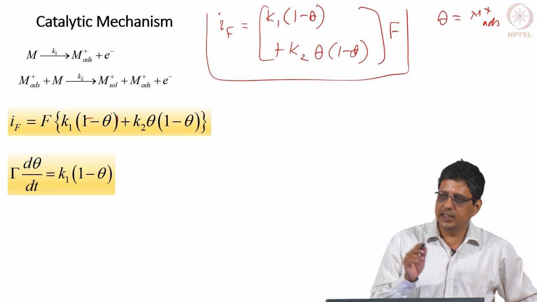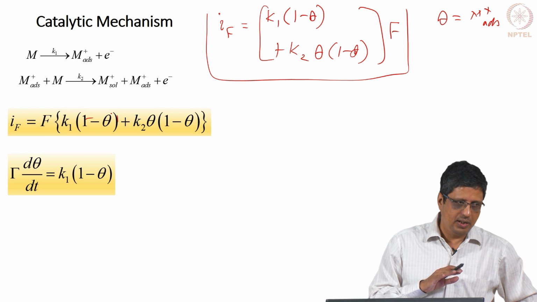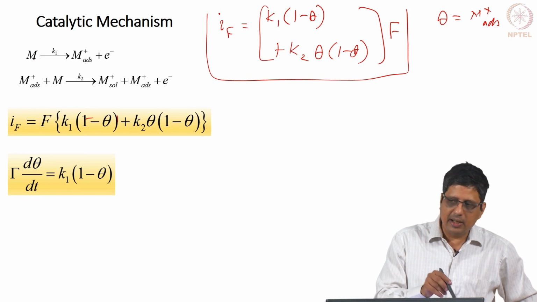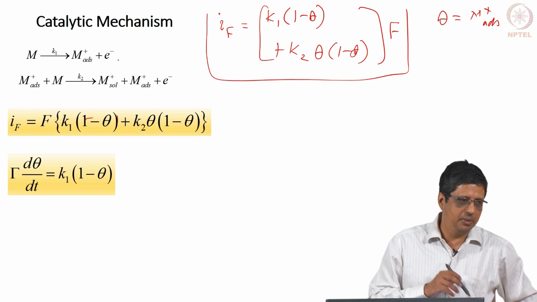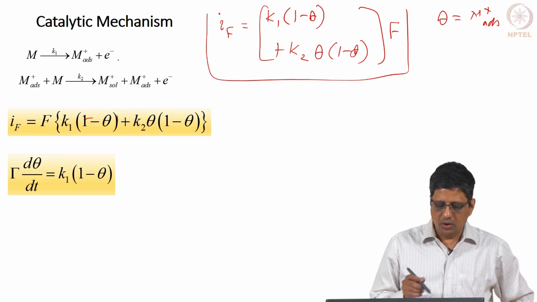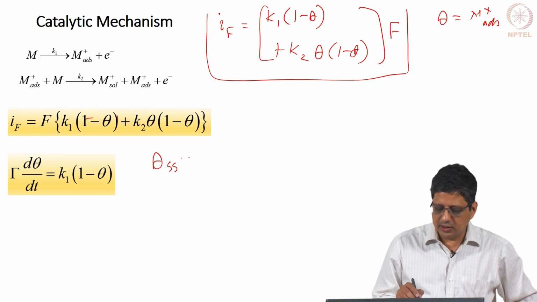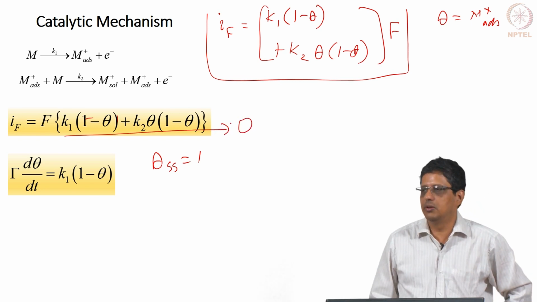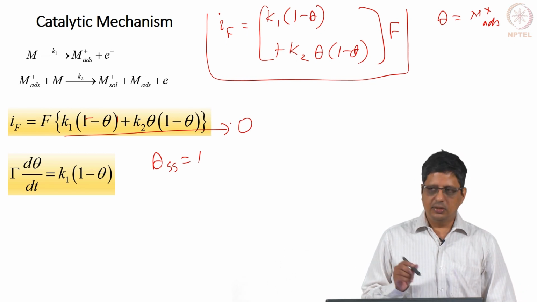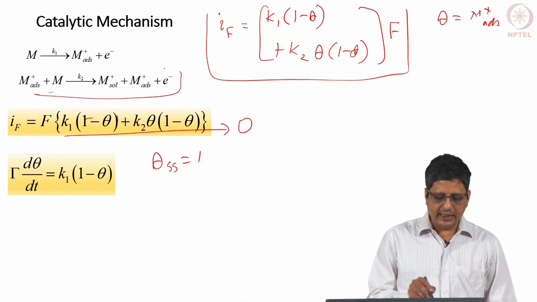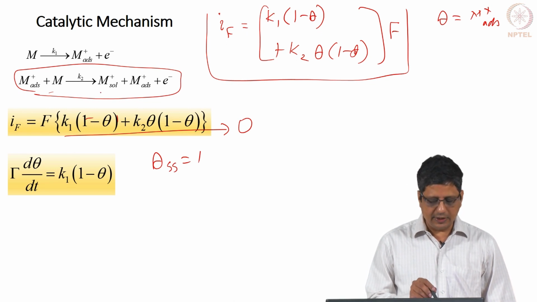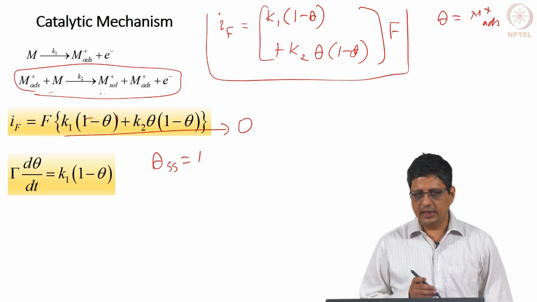So, imagine you have 100 sites, 99 of them are already adsorbed, one site is bare. Because of that, the second step can still happen, but sometime or other the bare metal is going to become, via the first step, M-adsorbed and then it will stop. So, the steady state solution is theta SS equal to 1, that means current is going to be 0. I use this mechanism to illustrate how the second step should be visualized and how to write the mass balance equation and charge balance equation for the second step.